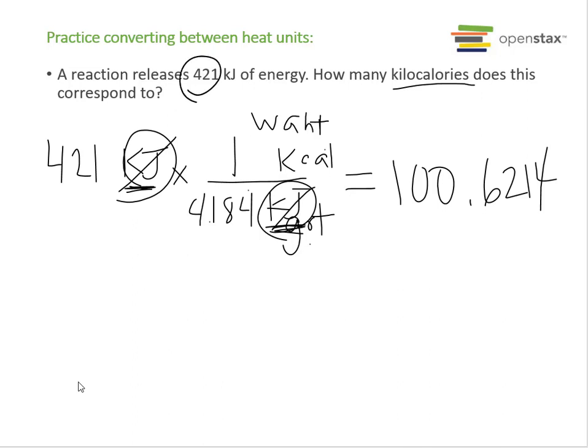Because I started with 3 significant figures, I need to end with 3. So I need to go, okay, 1, 2, 3. And what is that 6 going to do to that 100? It's going to round it up to 101 kcals.